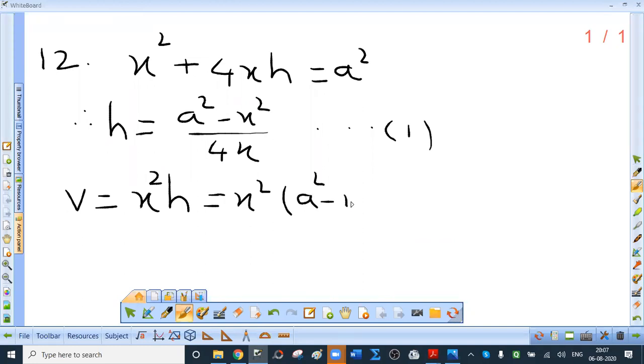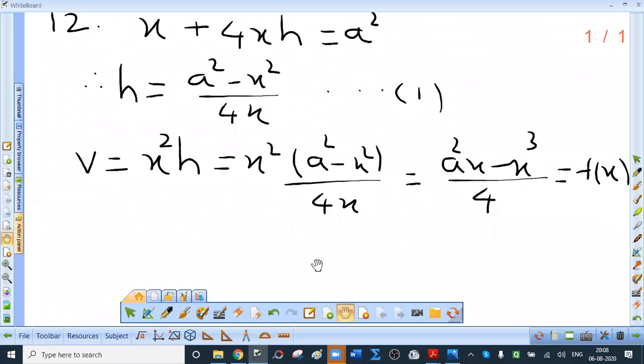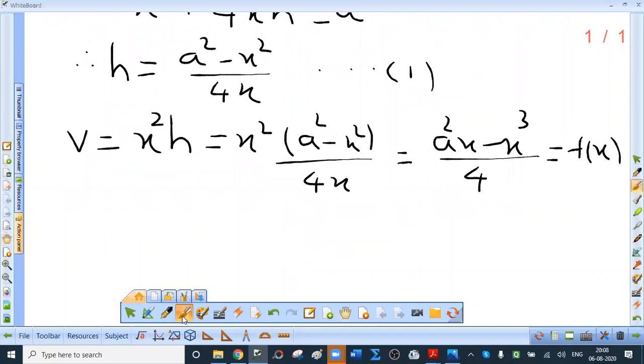So this is a square minus x square upon 4x. So finally one x gets cancelled. So it is a square x upon x cube upon 4. Now this is the function which is to be examined for what? For maxima. Okay. So this is f of x. Now you know the next procedure. Find out first derivative, second derivative.